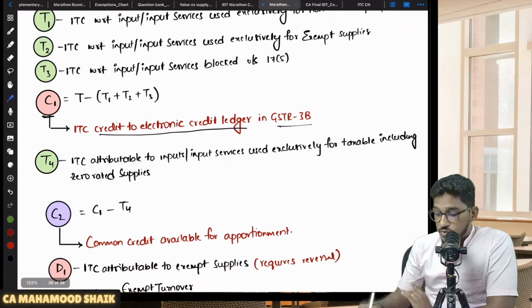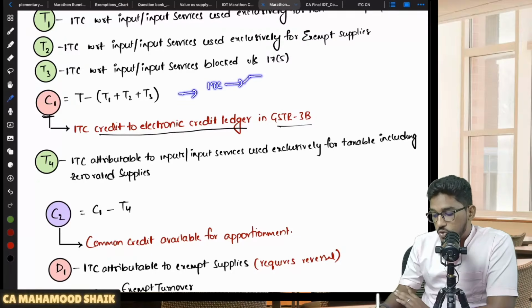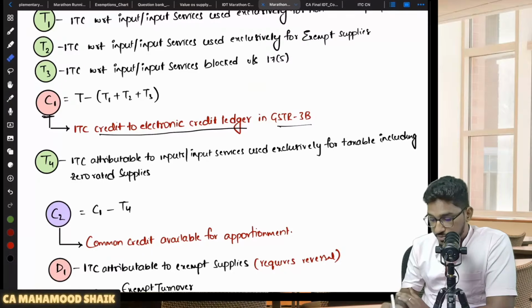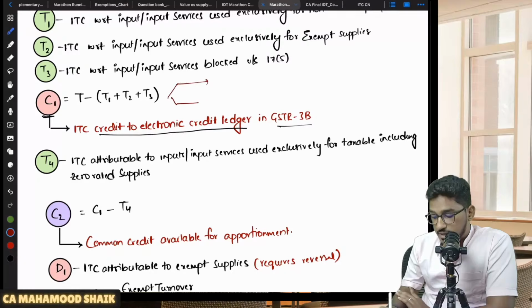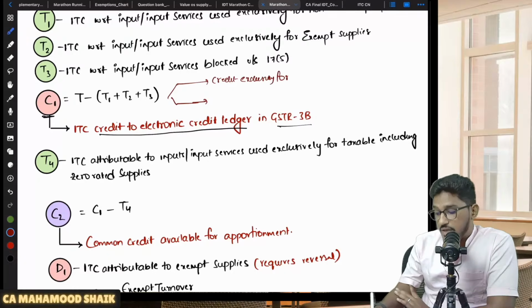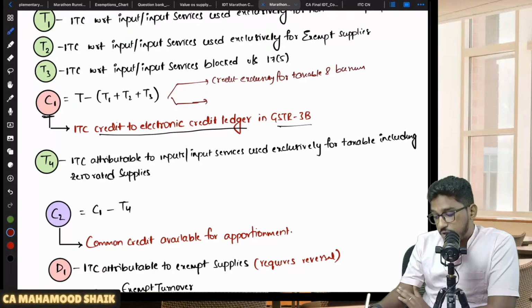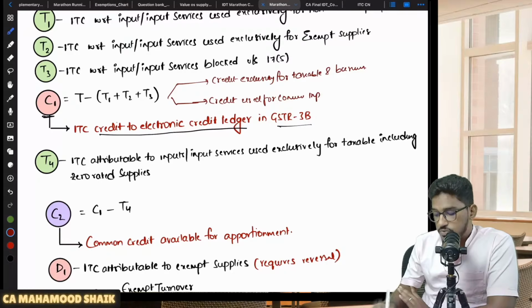But in this ITC, what is there? In that C1, what is there? In this C1, what is there is the ITC which is attributable for taxable and business purposes. That is there. In this we also have credit which is used for common inputs. That is what this C1 is.